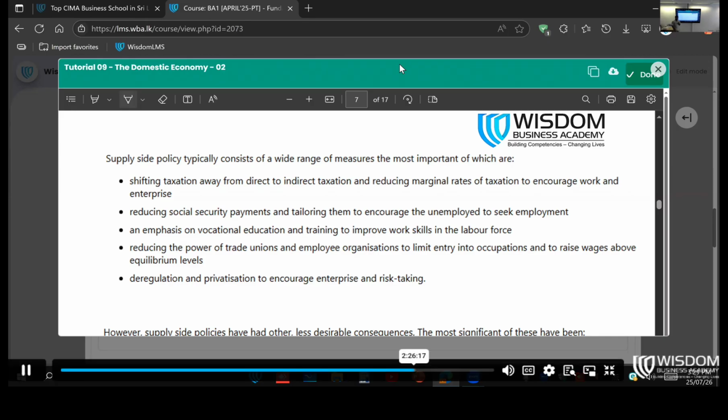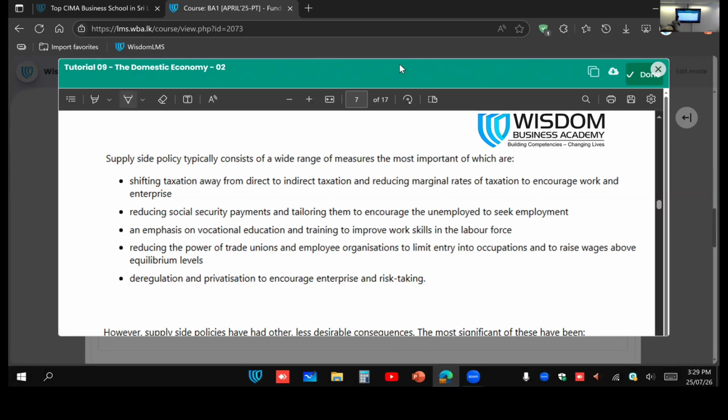So what should the government try? The government should try to reduce those social security payments so that people will find it really difficult to live with that and will be motivated to go to work. Again, that will lead to what? If that is reduced, employment increases. Employment increases means what? Consumption increases, then that will lead to national income increases, output increases, and the same story.